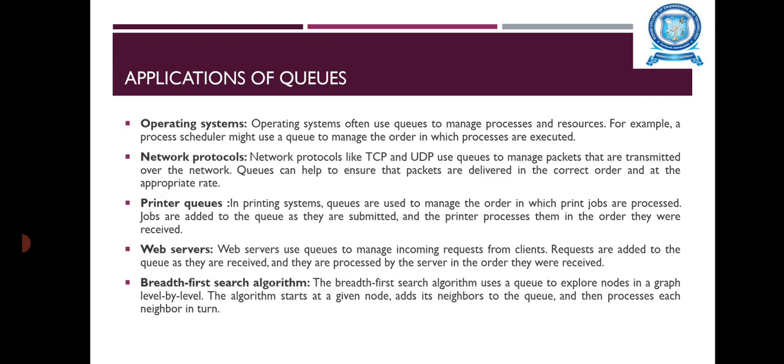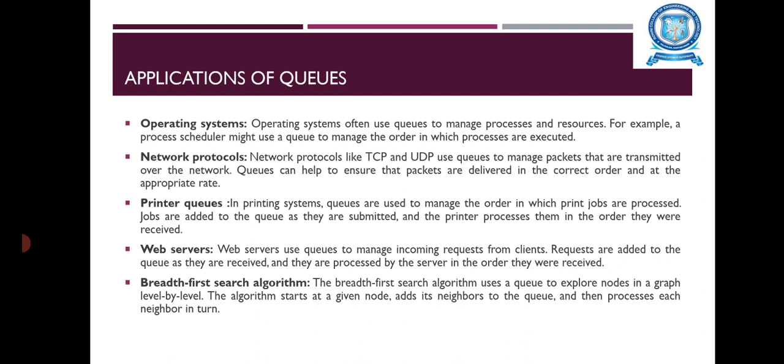Then these are some other applications. Operating systems often use queues to manage processes and resources. For example, a process scheduler might use a queue to manage the order in which the processes are executed. Next, network protocols like TCP and UDP use queues to manage the packets that are transmitted over the network. The queues help to ensure that the packets are delivered in the correct order and at the appropriate rate.